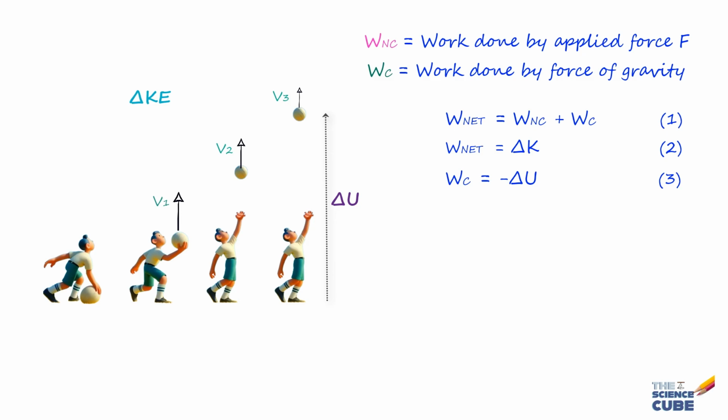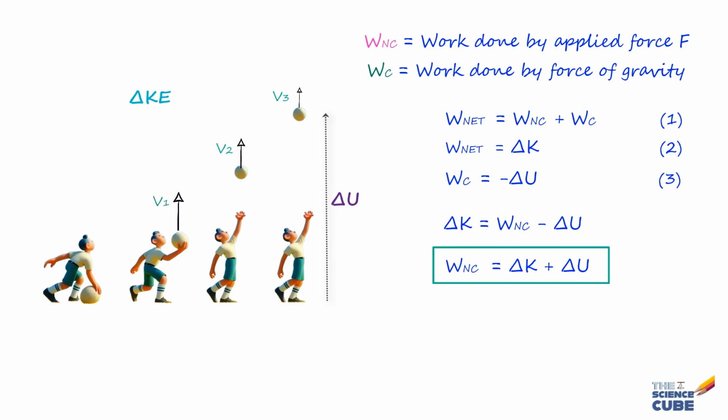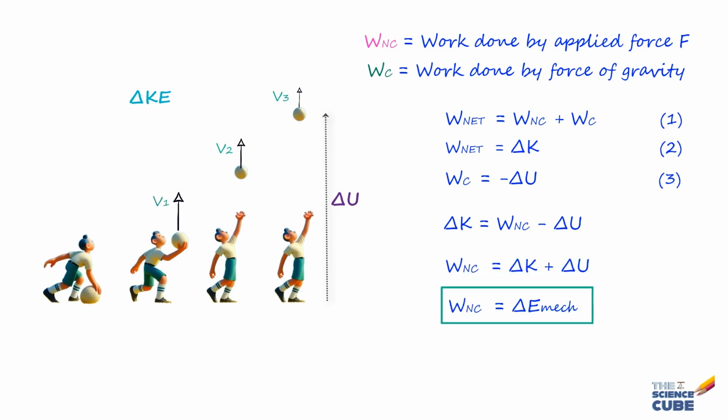Then if we substitute for W_C and W_net from equations 2 and 3 in equation 1, what we get is delta K is equal to W_NC minus delta U, or W_NC is equal to delta K plus delta U. So the work done by the external force is the sum of change in kinetic energy and potential energy. But then you see, this side is the mechanical energy of the system, or more accurately, the change in mechanical energy of the system. Therefore, we can say work done by non-conservative force is equal to the change in mechanical energy of the system. Then these two equations that are equivalent and mean the same thing are called energy statements for work done on a system by an external force.